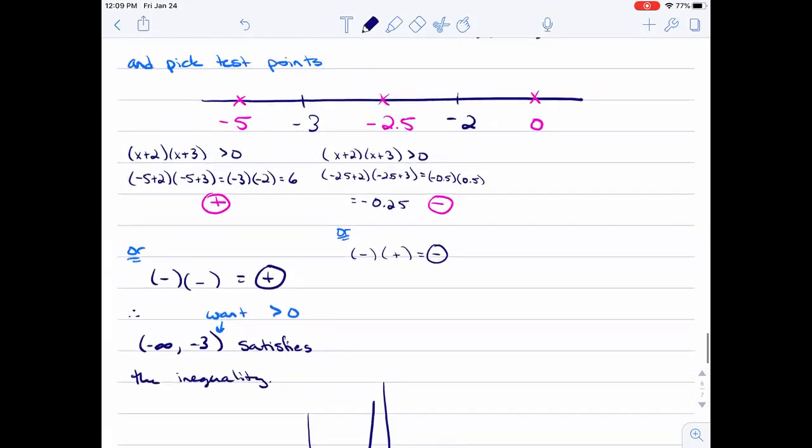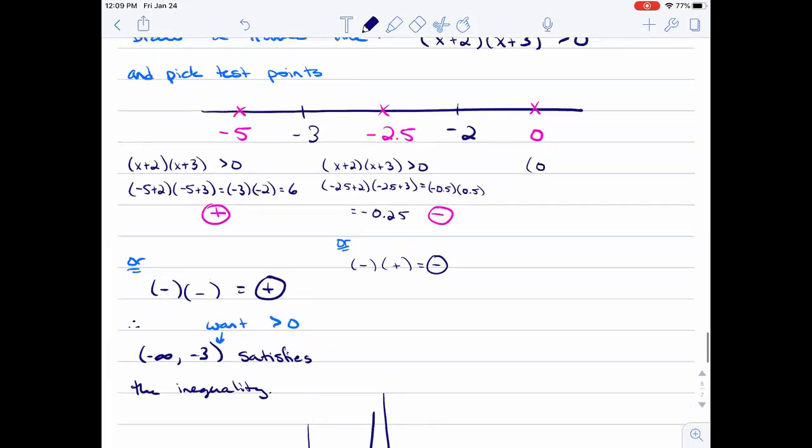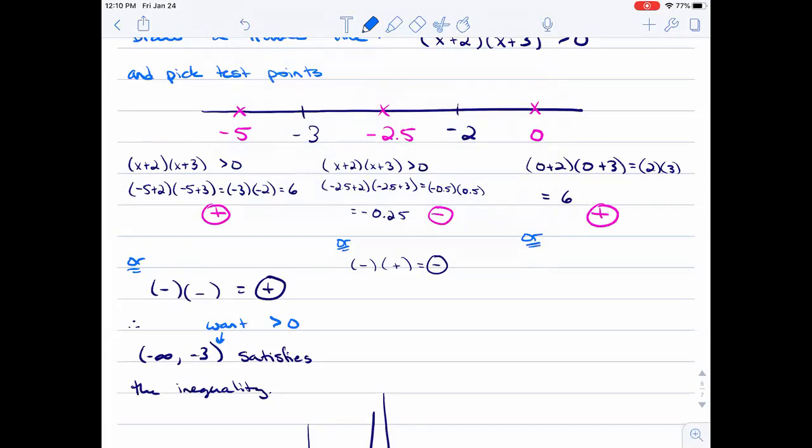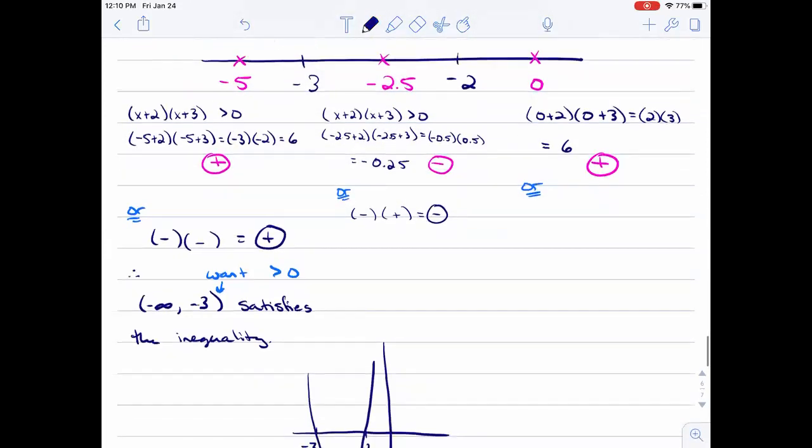And so let's just have a look here. If we do 0 plus 2 times 0 plus 3, we get 2 times 3 is 6, which is positive. Same idea. Positive times a positive is going to be a total positive.